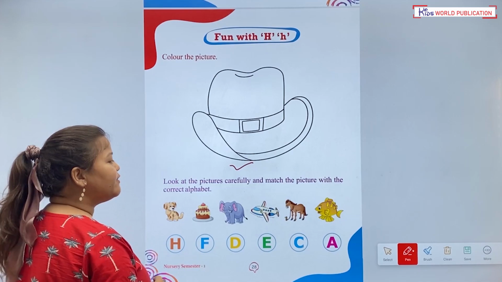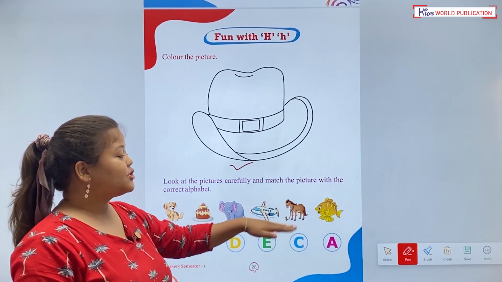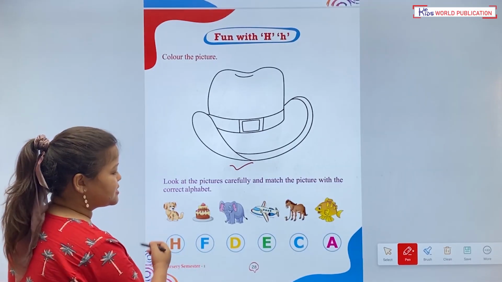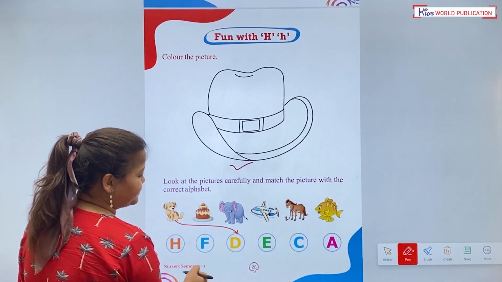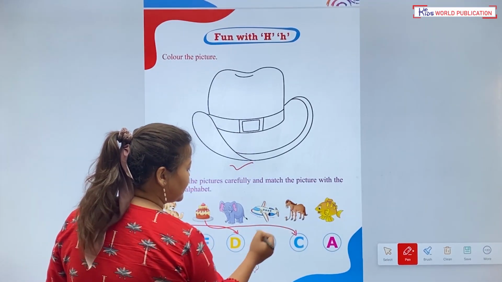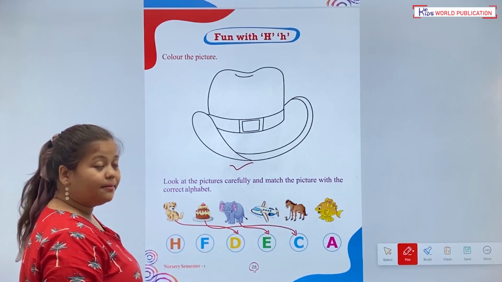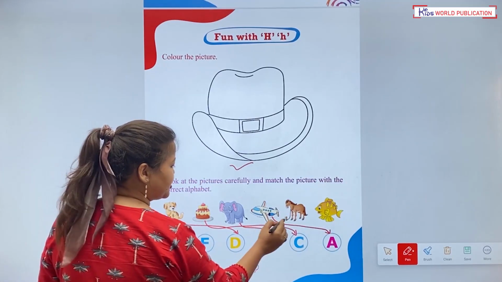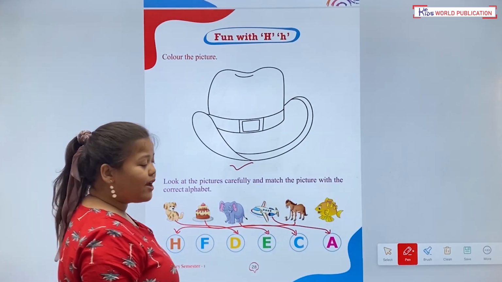Look at the pictures carefully and match the picture with the correct alphabet. So kids, you will match these pictures with their name's alphabet. For example, this is the picture of dog. D. Cake. C. Elephant. E. Aeroplane, A. Horse, H. Fish, F.